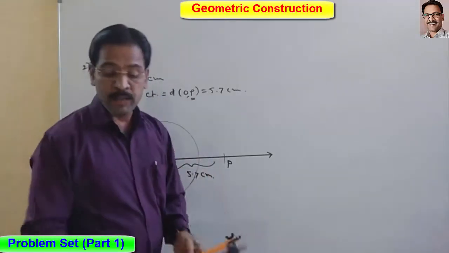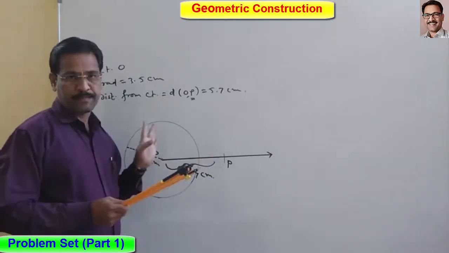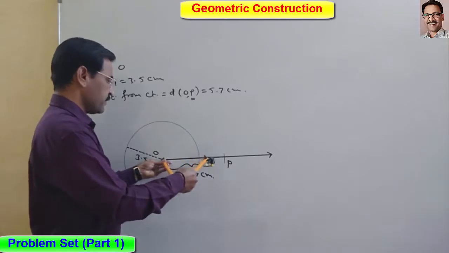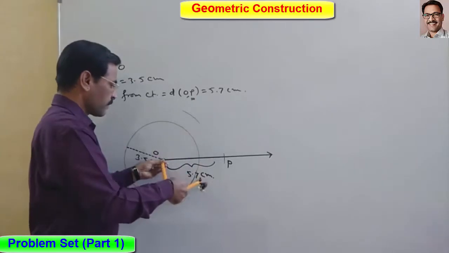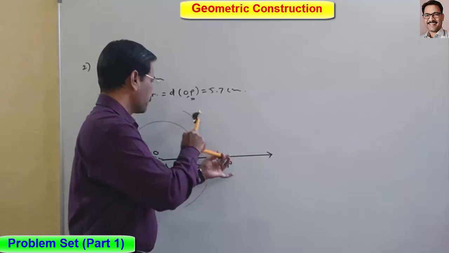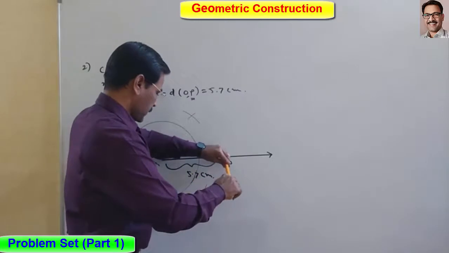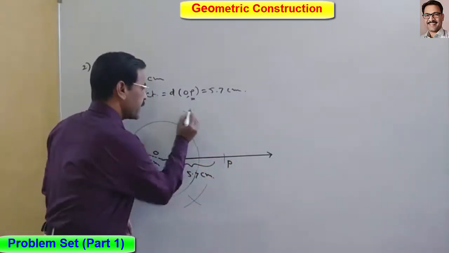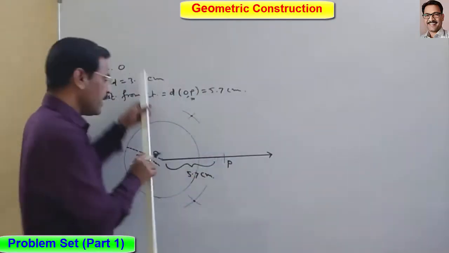This is the distance 5.7 centimeters. Now the next part is what? We are going to draw the perpendicular bisector of this OP. Take more than half. This is more than half. I'll draw two arcs here like this, and from P as well. Like this we'll draw the two arcs, and this is the intersecting point here. Now from these two points I am going to draw one line.